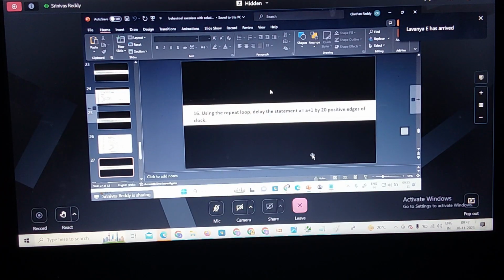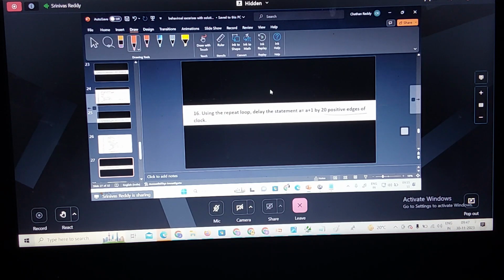The next question: using a repeat loop, delay the statement A is equal to A plus 1. A is equal to A plus 1 is nothing but an increment of A, correct? So I need to delay the statement A is equal to A plus 1 by how many cycles? 20 positive edges of the clock.